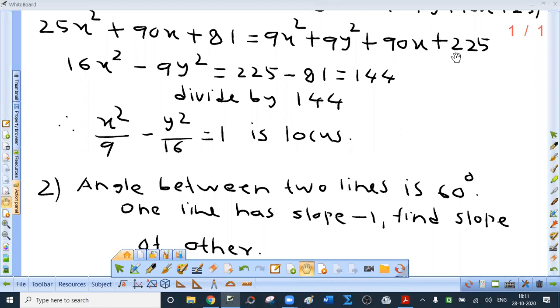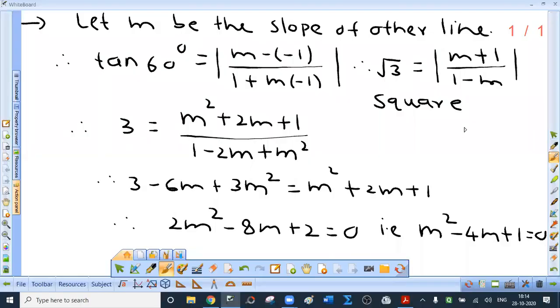Now the next one: the angle between two lines is 60 degrees. If one of the lines has slope minus 1, find the slope of the other. Let m be the slope of the other line. Now what is the formula for tan theta? Mod of m1 minus m2 upon 1 plus m1 m2. Now the slope of one of the lines is given to be minus 1 and the angle is 60 degrees. So tan 60 degrees equal to mod of (m minus (minus 1)) upon (1 plus m into minus 1).